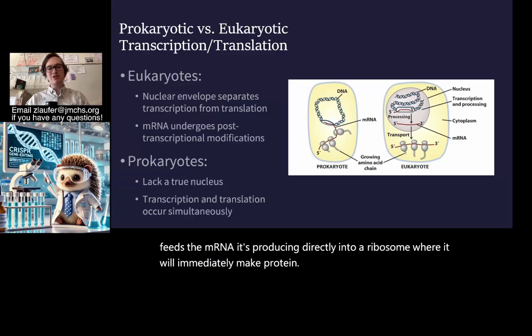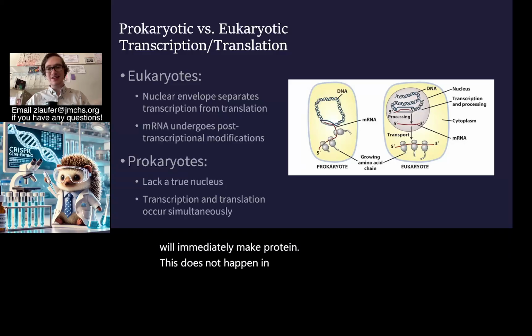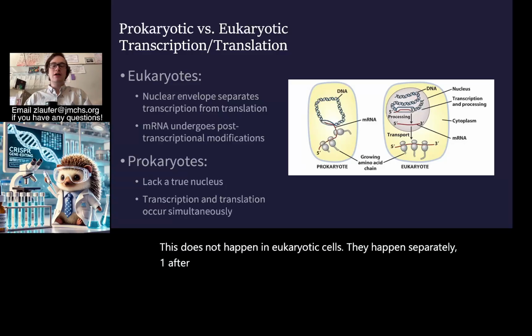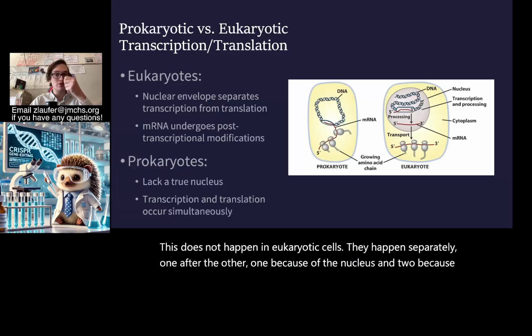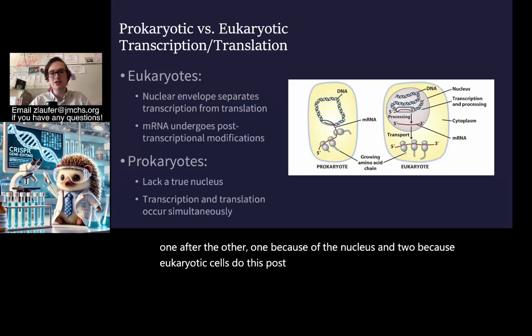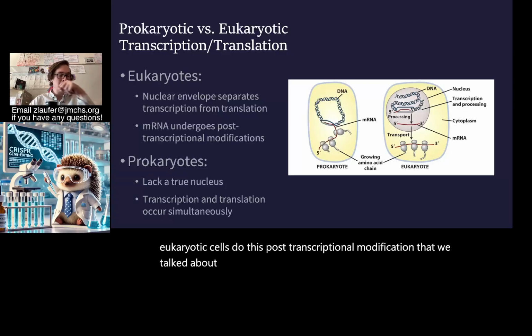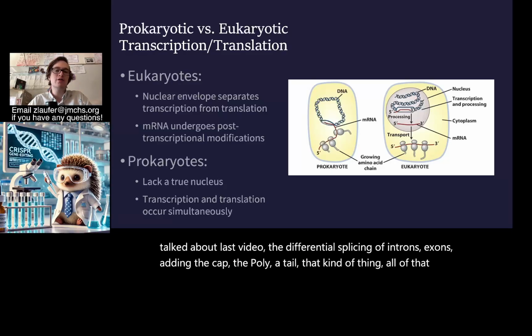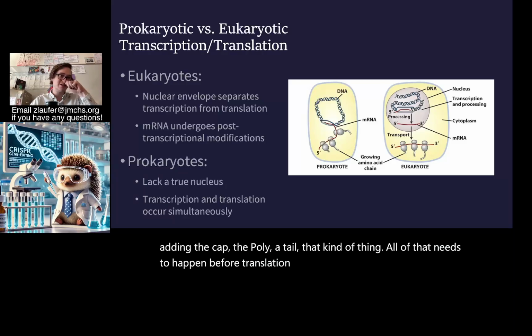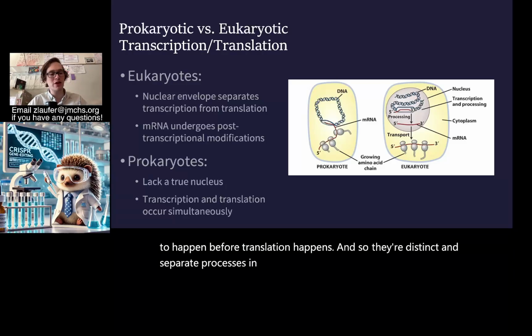This does not happen in eukaryotic cells. They happen separately, one after the other. One, because of the nucleus, and two, because eukaryotic cells do this post-transcriptional modification that we talked about last video. The differential splicing of introns, exons, adding the cap, the poly A tail, that kind of thing. All of that needs to happen before translation happens, and so they're distinct and separate processes in eukaryotes, but in prokaryotes, they are happening simultaneously.